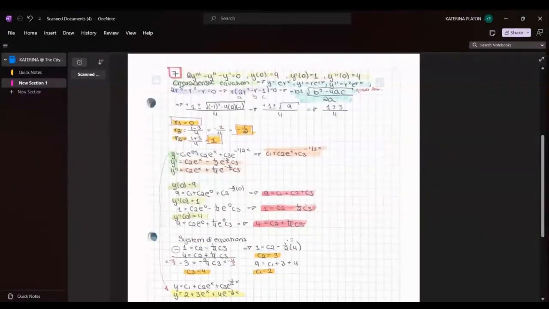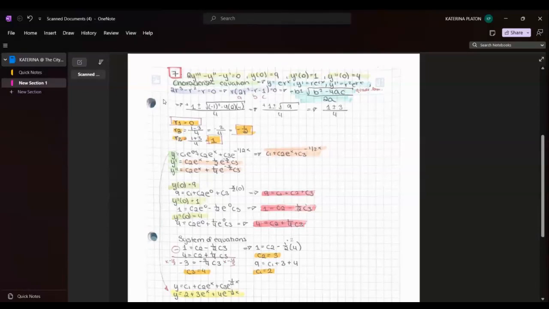Okay, perfect. So we have 2y to the third prime minus y double prime minus y prime equals 0. And then we have y of 0 equals 9, y prime of 0 equals 1, and y double prime of 0 equals 4.